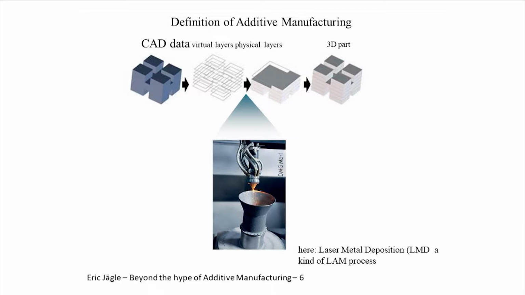These virtual layers you transform into physical layers, so you need a machine that actually does that, and thereby you build up your 3D part. So I always like to say all the magic happens inside of this arrow. So this is where the entire manufacturing process, the material science and so on, this is where all of this happens. So here is just one example of an additive manufacturing process called laser metal deposition. You can see how the laser is coming here.